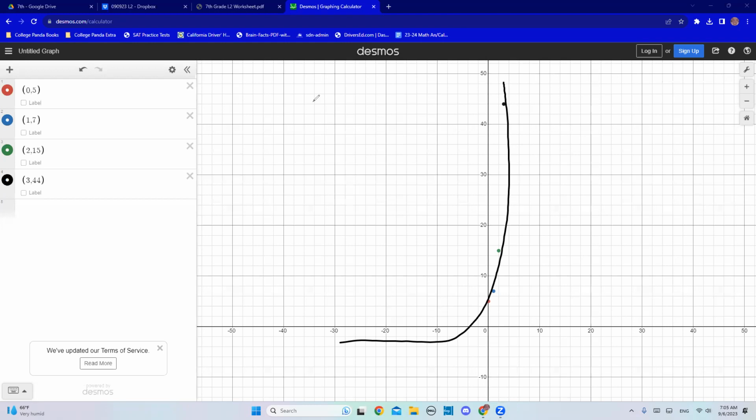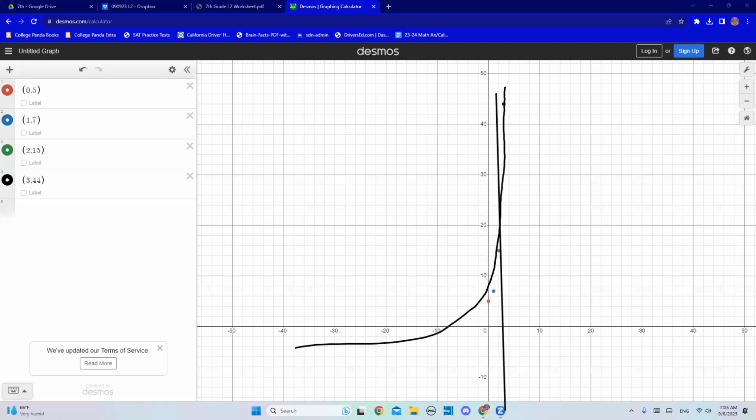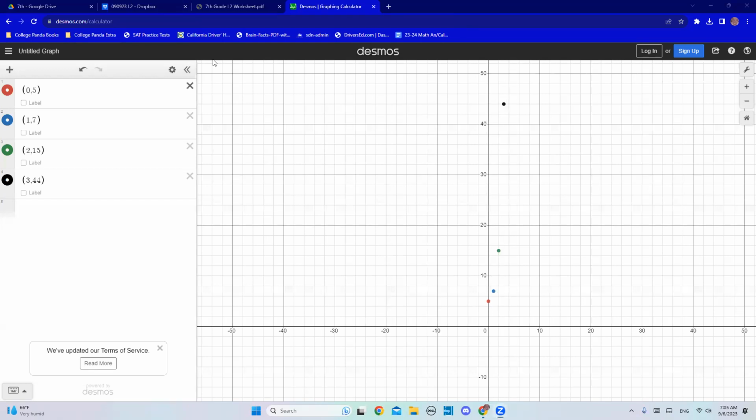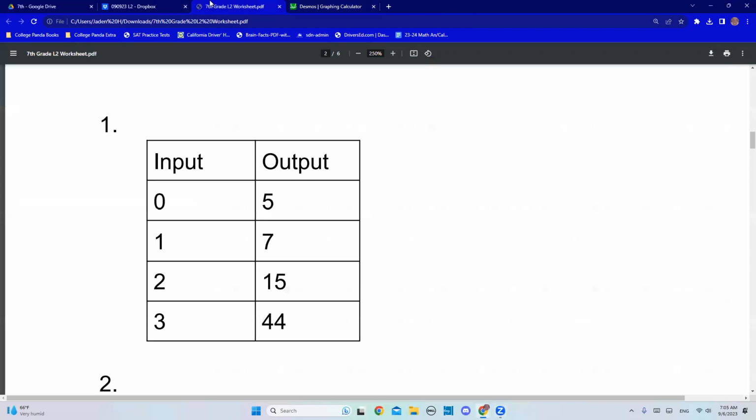And so the way you determine whether something is a function is if it passes the vertical line test. That means if you draw a vertical line at any point in this graph, does it only touch one place? Well, the answer is yes. So therefore, this is a function. All right, let's try out the next problem.